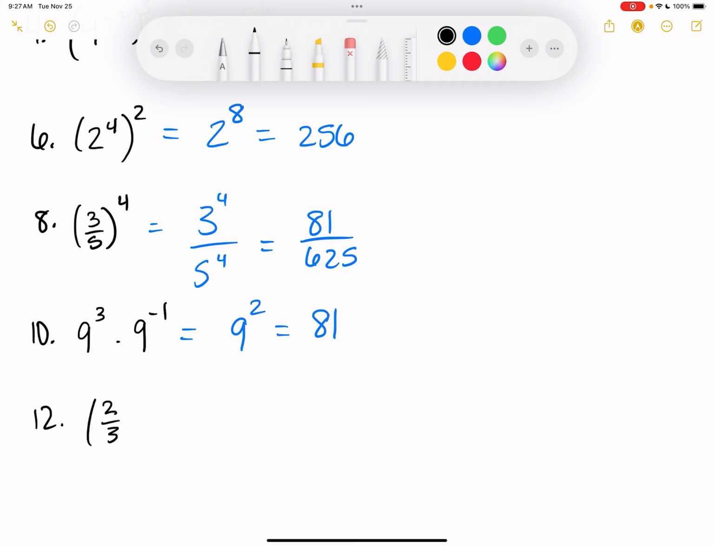12. 2/3 raised to the negative 5 and 2/3 raised to the 4th. So do you distribute it into the fraction? I wouldn't do that yet. These have the same base, so I would combine them just like we did in 10. So I would have 2/3 to the negative 1.